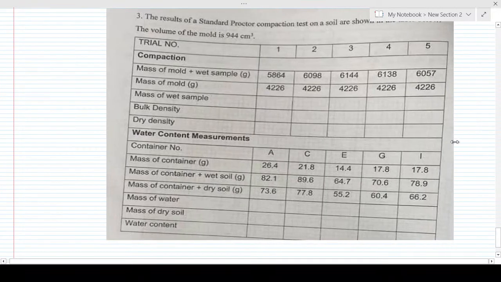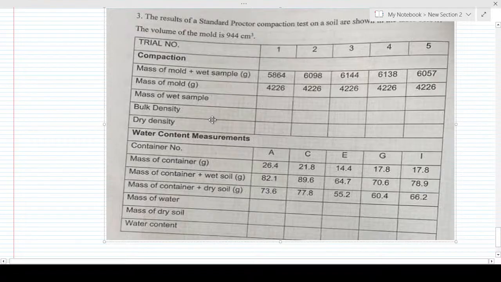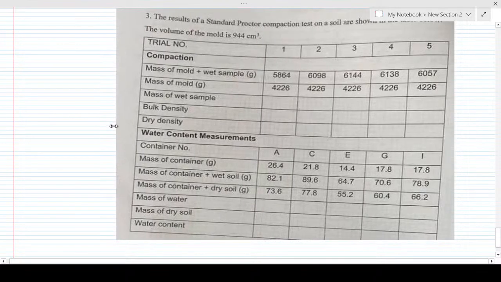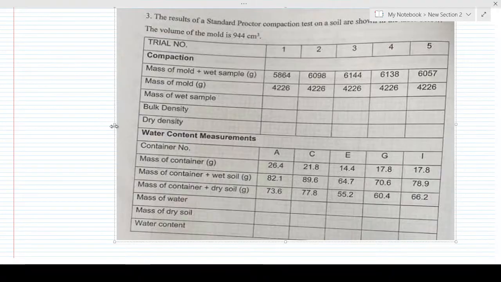Okay, so this is a result from a standard Proctor compaction test. And you are supposed to fill the table, then you draw a compaction curve. So for this particular question, let's go ahead and fill the table. This seems very simple mathematics, very, very basic, that you are supposed to do.